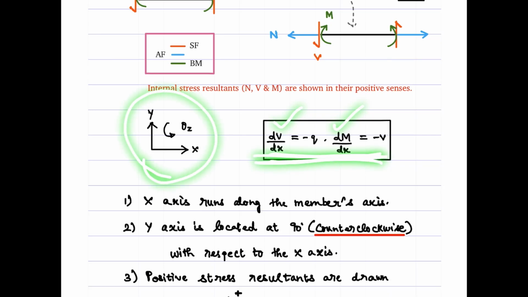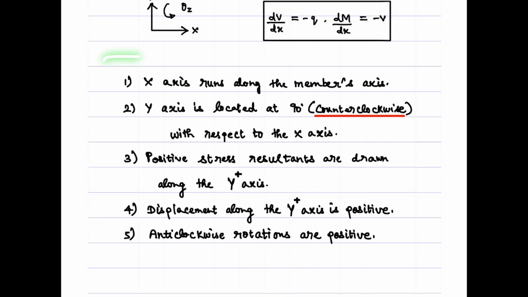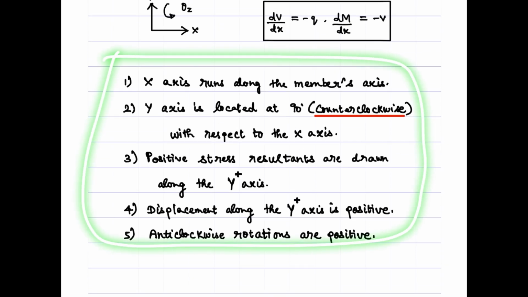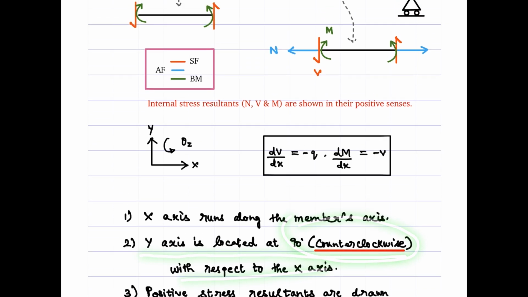And these are the positive senses for displacements that we follow here. These rules are very relevant. Okay, this will be very helpful in drawing the AFD, SFD, and BMD for frames. First rule is x-axis runs along the member's axis, right? And then y-axis is located at 90° counterclockwise with respect to the x-axis, right?